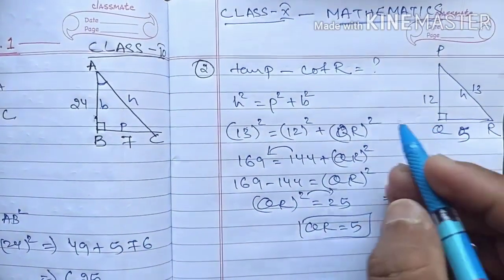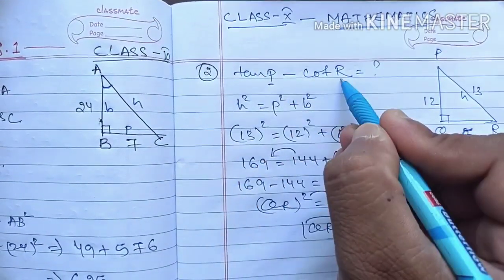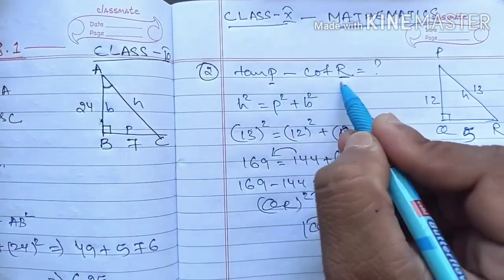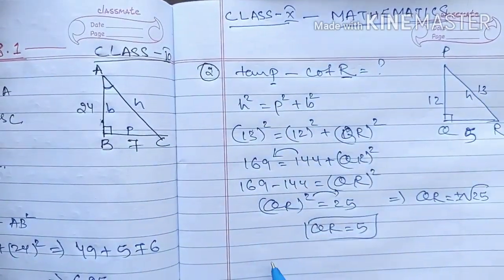Now already I have told you in the first question, we have to see the angle. Here there are two different angles mentioned. So two different diagrams I am going to draw.